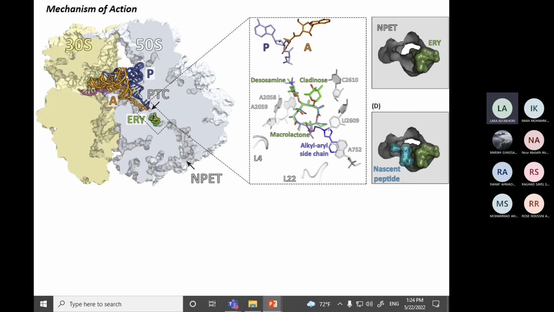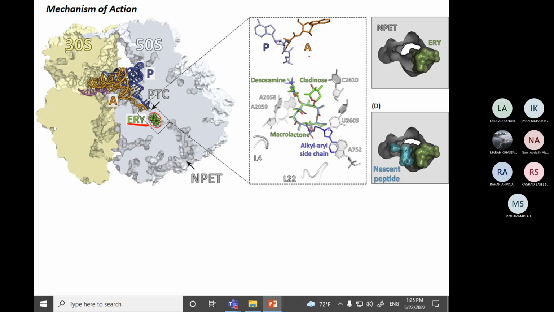يعني if we see the green spheres in here, or this green molecule you see in here, it represents the erythromycin. لو بدي أعمل zoom in, this is where the A and P sites will be for the two transfer RNAs that are being bound to the ribosome. This is where the erythromycin will be bound, very close to them.